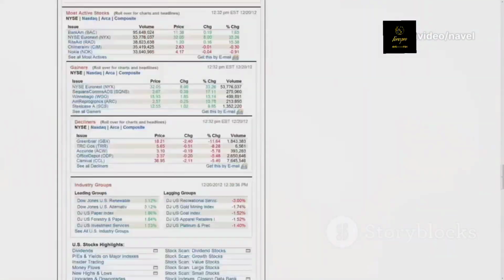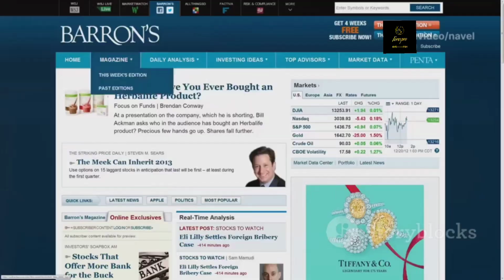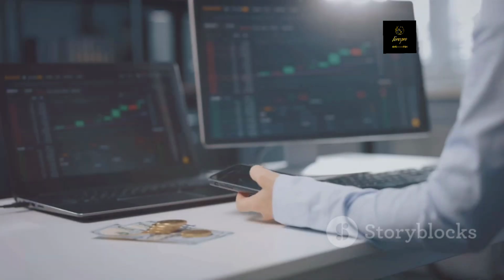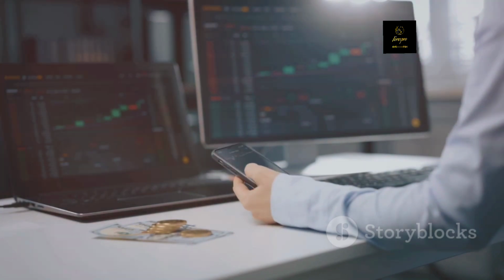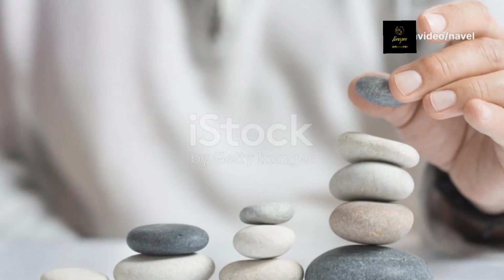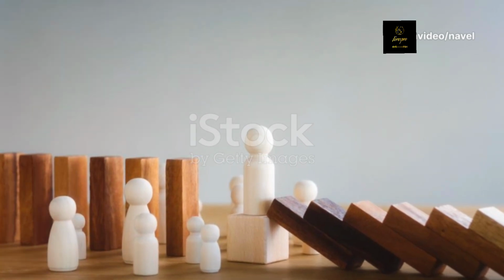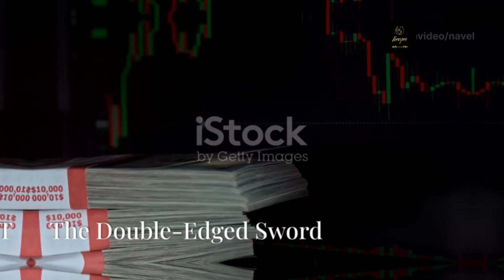There are also mini lots, which are 10,000 units, and micro lots, which are 1,000 units, available for traders who want to start smaller. Choosing the right lot size for your trading style and risk tolerance is crucial for managing potential losses.